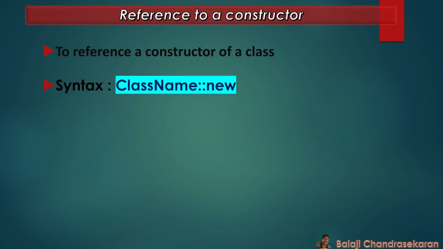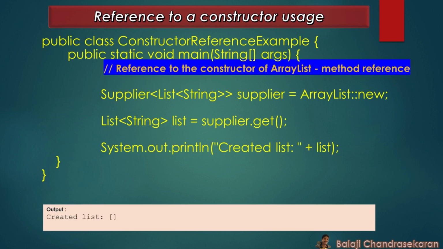The next type is reference to a constructor, which allows you to reference a constructor of a class without explicitly creating a lambda expression. A reference to a constructor is denoted by the syntax ClassName::new. In this example, ArrayList::new is a reference to the constructor of the ArrayList class. This reference is then assigned to a supplier that takes no arguments and returns a new instance of ArrayList. When the supplier.get method is called, it invokes the constructor to create a new ArrayList object.